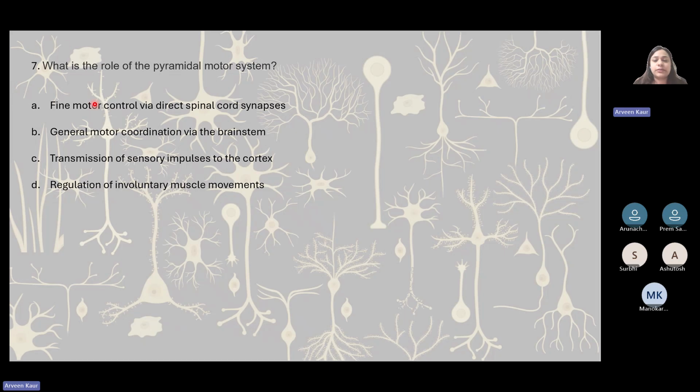Okay. So, coming to question number 7. What is the role of pyramidal motor system, right? So is it fine motor control via direct spinal cord synapses, or general motor coordination via the brainstem, or transmission of sensory impulses to the cortex, or regulation of involuntary muscle movements, right? So which of these is the role of pyramidal motor system? Again, we have just understood the pyramidal and extrapyramidal system also. So from that, you can derive the answer for this as well, right?